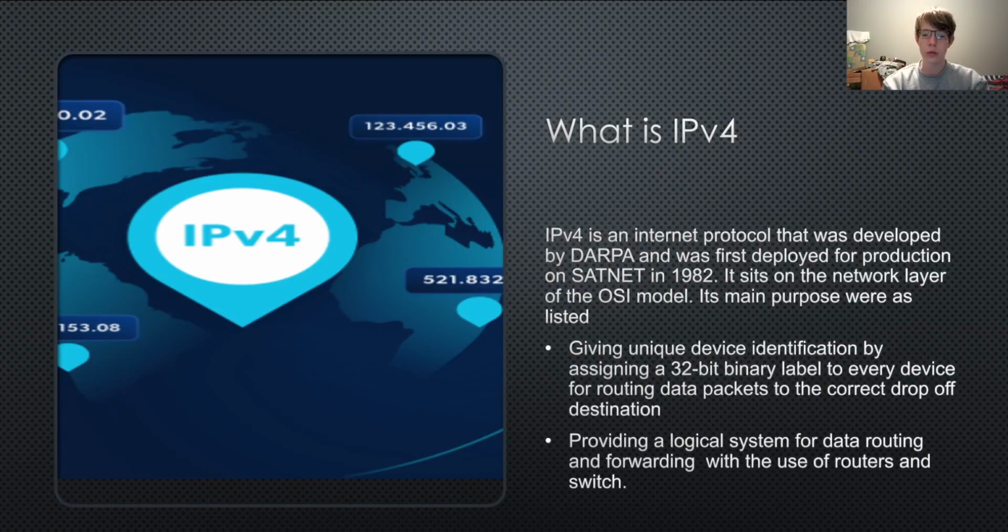IPv4 is an internet protocol that was developed by DARPA and was first deployed for production on the SATNet in 1982. It was then formally recognized in 1983 on the ARPANET. It sits on the network layer of the OSI model, which is the third layer, and its main purposes were, as listed, giving unique identification by assigning 32-bit labels to every device, routing packets to the correct drop points, and providing a logical system for data routing and forwarding with routers and switches.